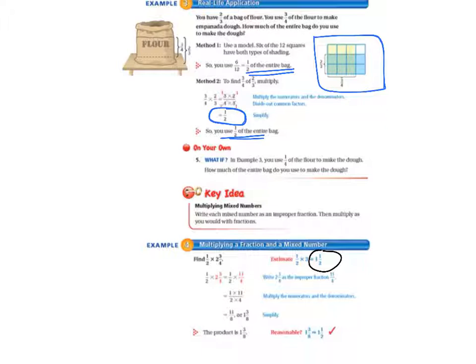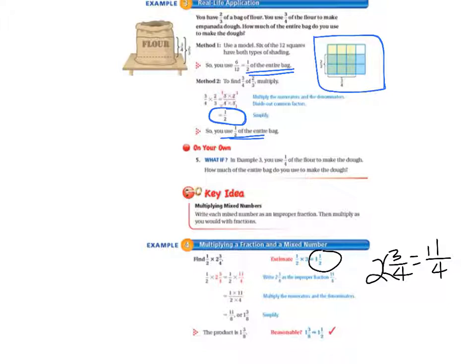So remember from 5th grade that we need to change 2 3/4 to an improper fraction. And off to the side, I'm going to refresh your memory about how to do that. 2 3/4: 4 times 2 is 8, plus 3 equals 11, and the denominator stays the same. So you multiply the denominator times the whole number, and then you add the numerator.